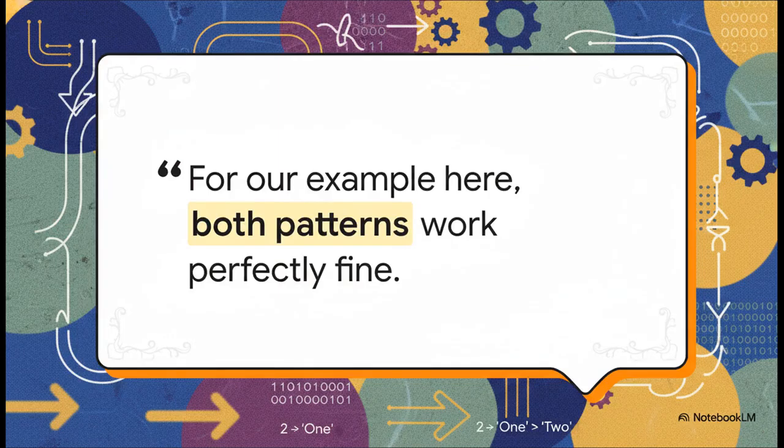But, and honestly this is a crucial takeaway from Ang's notes, we aren't dealing with complex Maybe types or elaborate do blocks here. We are dealing with a simple mapping of an integer to a single word. Because of that sheer simplicity, Ang concludes, and I quote, "For our example here, both patterns work perfectly fine." When the mechanical demands of the code are this lightweight, the decision literally stops being about strict technical superiority. It completely becomes a matter of personal style and readability.